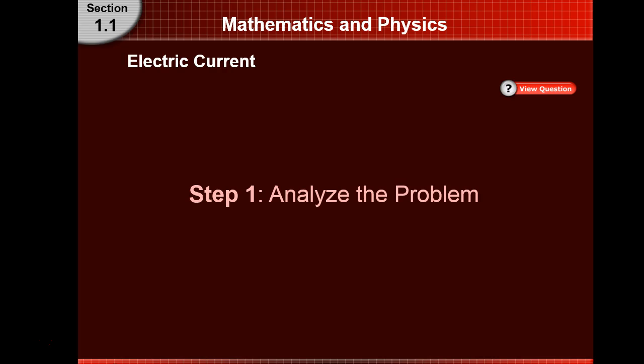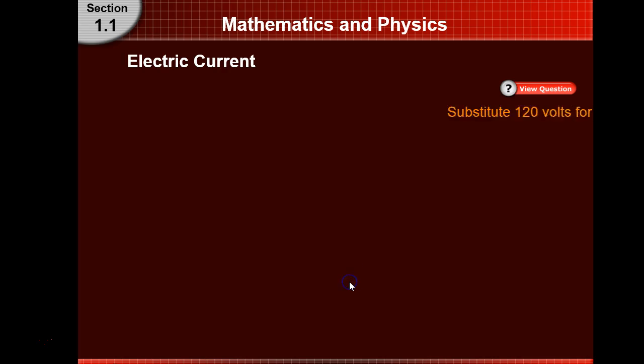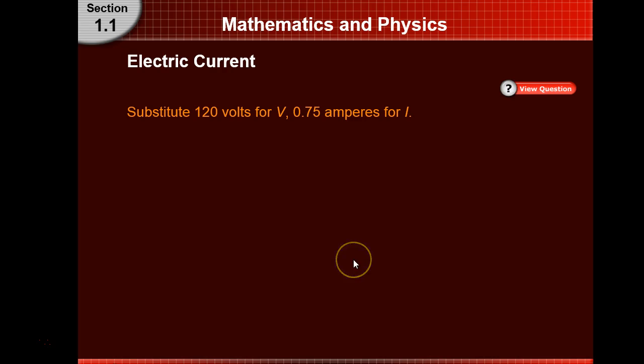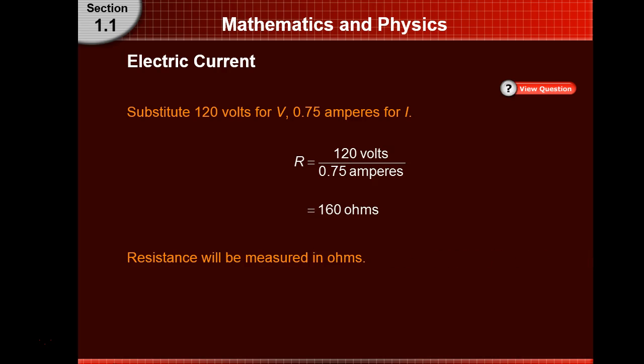So step one, you need to analyze the problem. What are we looking for? Step two, solve for the unknown. So substitute the 120 volts for V and the 0.75 amperes for I. And in doing so, the equation would look like that, and then solving it would be in that. So resistance will be measured in ohms.